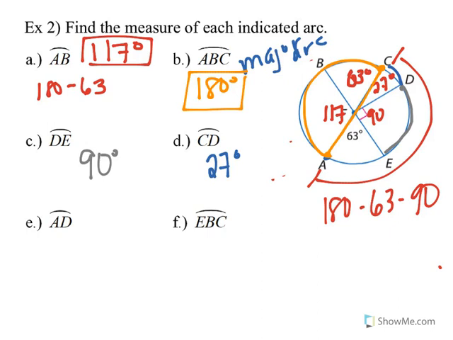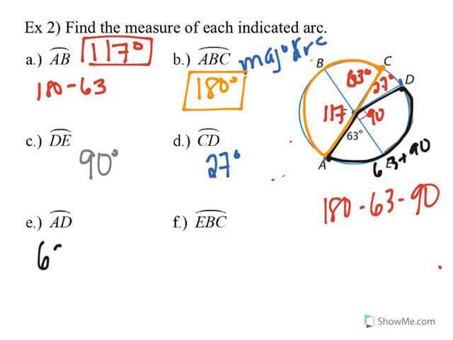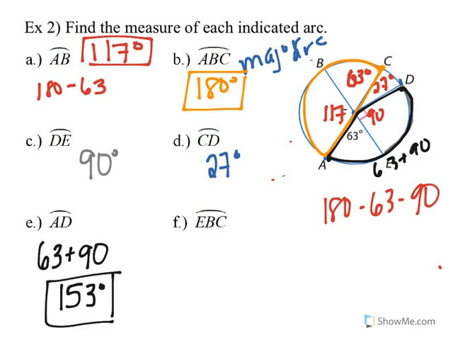AD. Let me clear off this diagram a little bit so we could see it a little better. So for AD, it's a minor arc, which means it's less than 180. If I go from A to D, I'm going to add the angles together that are in between there. 63 plus 90. That will get me my angle and my arc. So it should end up equaling 153 degrees.